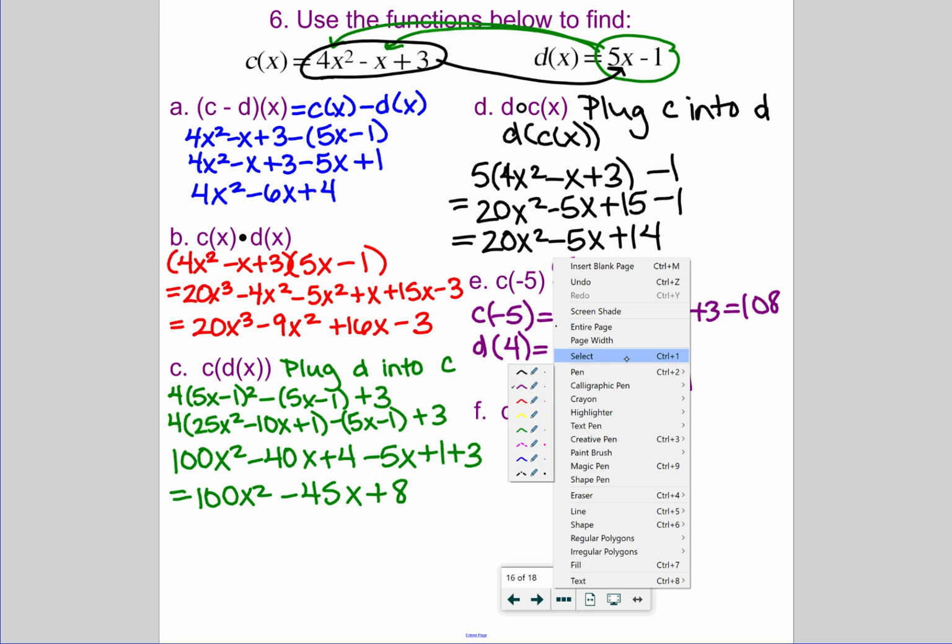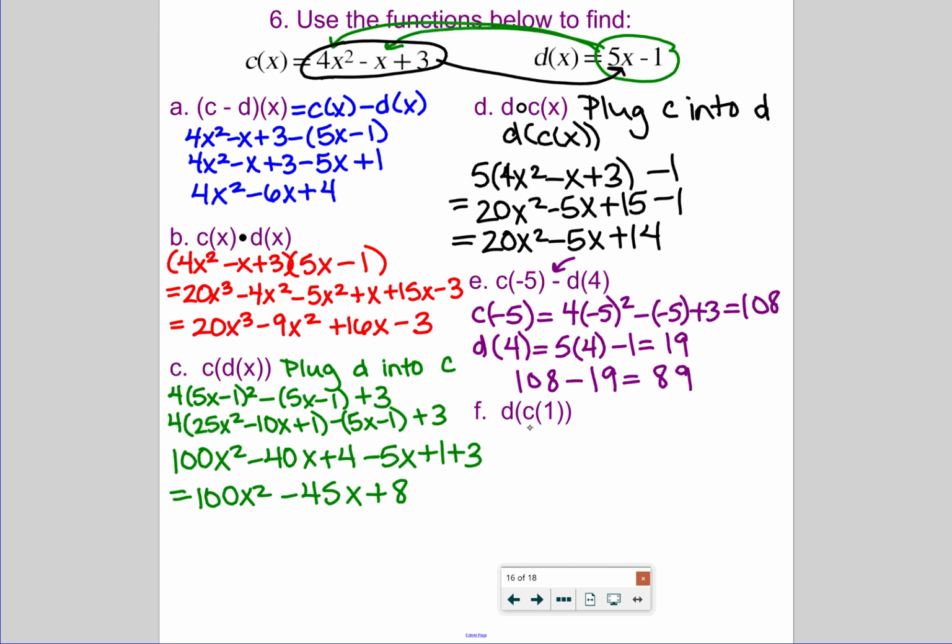Okay, last but not least is an evaluating problem. Oh, I ran out of colors. That's so disappointing. Let's go back to blue. If you have these double parentheses, you want to start from the inside out, remember. So we're going to start with C of 1. So I'll kind of do that to the side here. 4 times 1 squared minus 1 plus 3. That's 4 minus 1 is 3, plus 3 gives me 6. So now I can say that whole C of 1 simplifies to 6. We plug 6 into function D. 5 times 6 minus 1, 29 is my final answer.